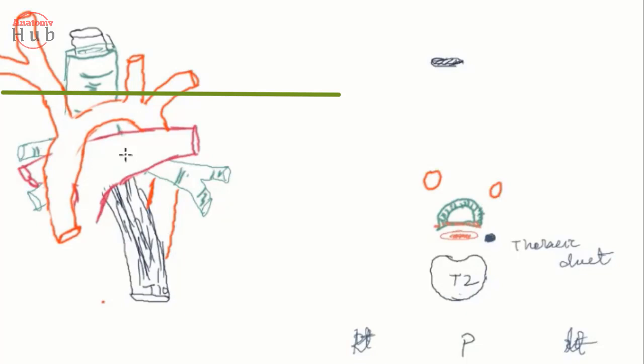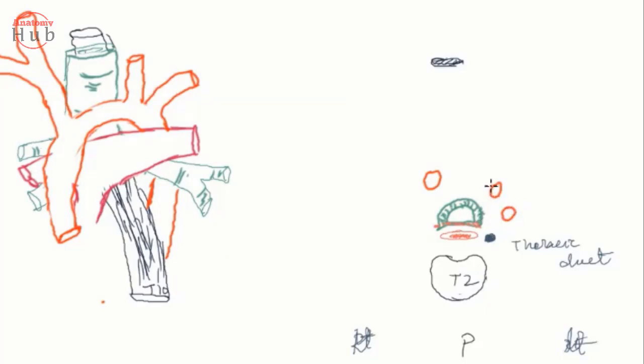So this pulmonary trunk will not come over here, and the arch of aorta will also not come. We'll take this section. This section has your brachiocephalic trunk. Then here we'll find the left common carotid artery, and here we'll find the left subclavian artery.